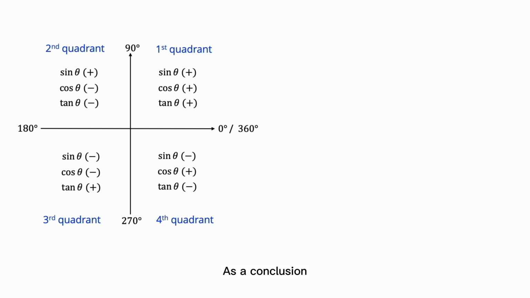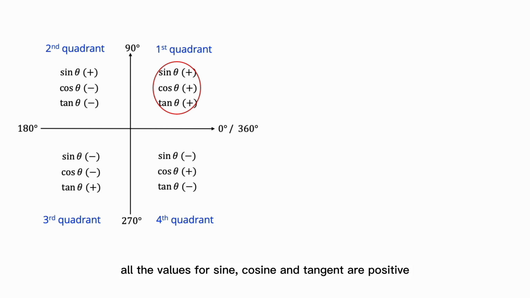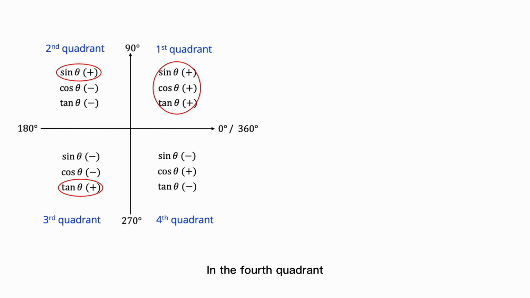As a conclusion, in the first quadrant, all the values for sine, cosine, and tangent are positive. In the second quadrant, the values for sine are positive only. In the third quadrant, the values for tangents are positive only. In the fourth quadrant, the values for cosines are positive only.